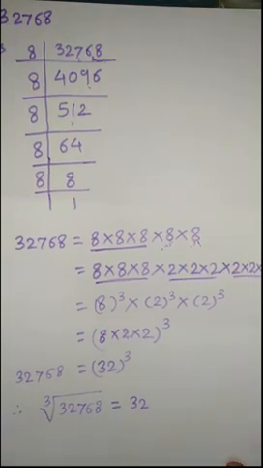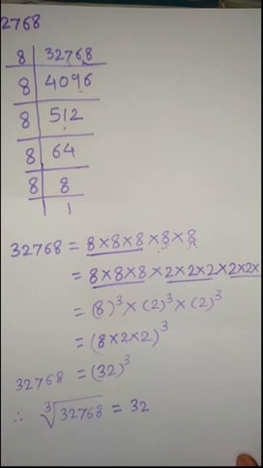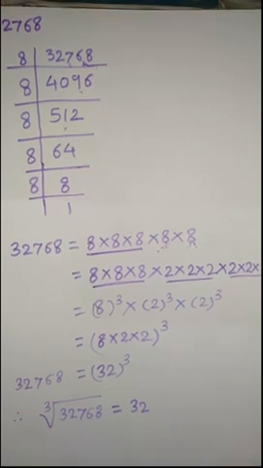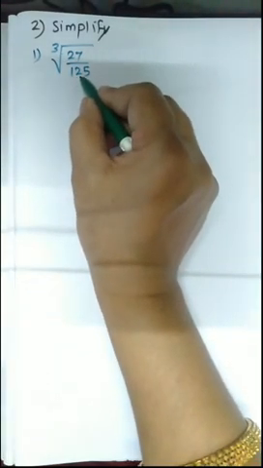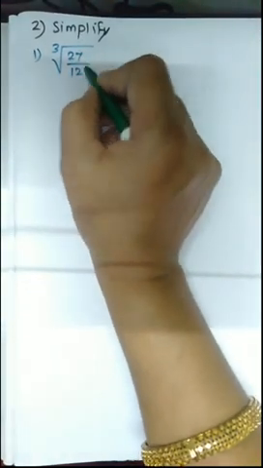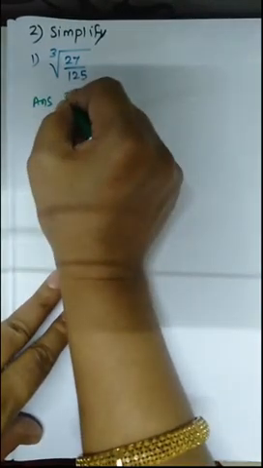So please, all the students, watch it carefully, see how to solve this, and try it yourself. Now see, the next is simplify. In that, the first question is cube root of 27 upon 125, which means find the cube root of this. Write down the answer, cube root sign as it is.